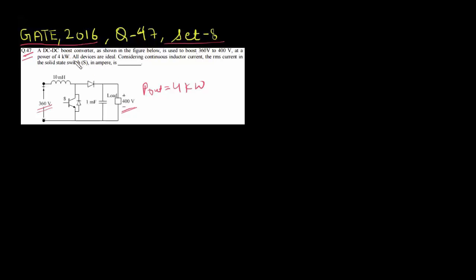All devices are ideal, considering continuous inductor current, that is CCM mode, continuous conduction mode. The RMS current in the switch S is what, in amperes? So we have to find the RMS current which is flowing through switch S. Let us take a quick look at the working of the boost converter. Here is the schematic of the boost converter. We have an input voltage source, an inductor and an active switch S.